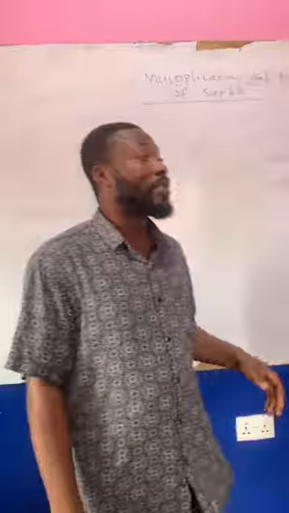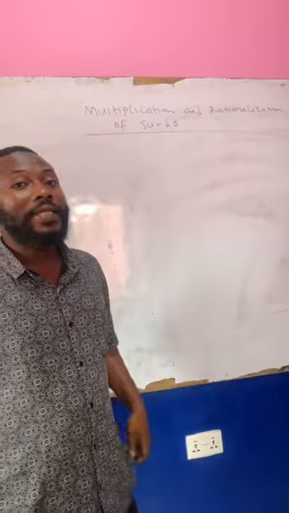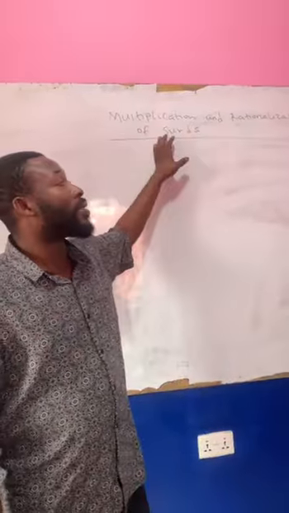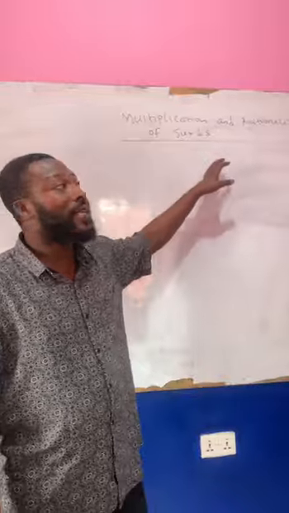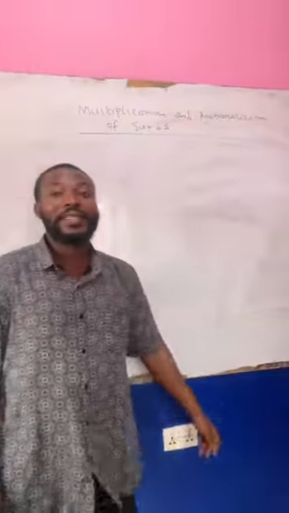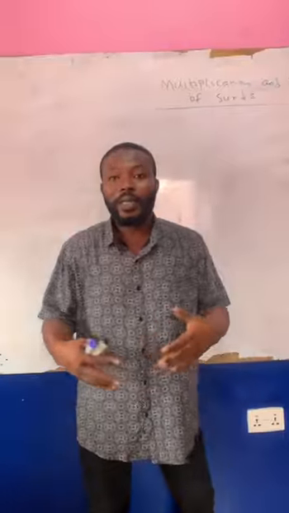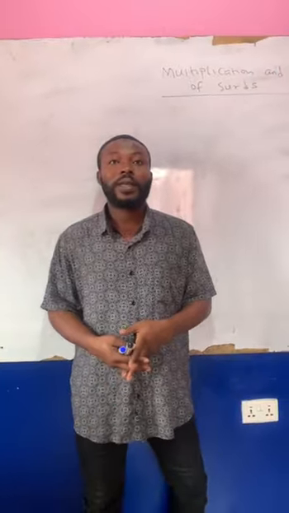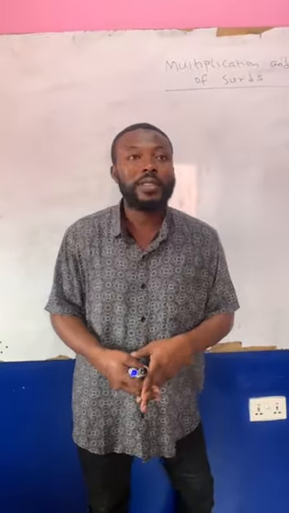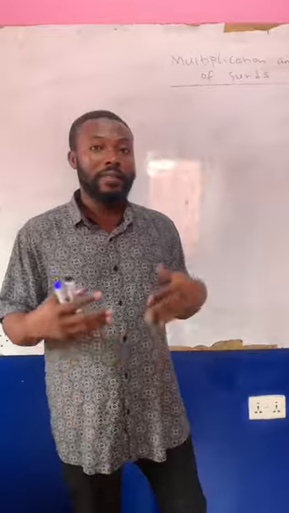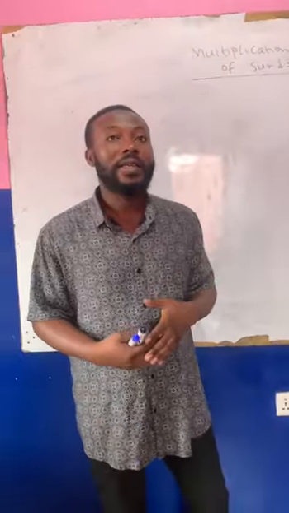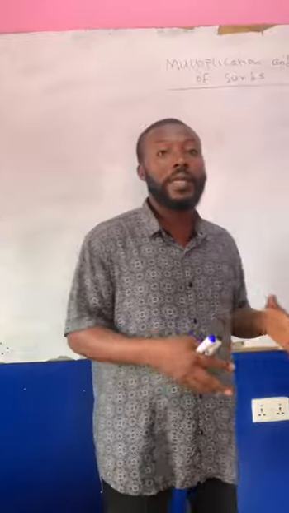Today we are going to continue with our surds class, and we are looking at multiplication of surds and then rationalization. Alright, we said surds are irrational numbers that are expressed in a square root form that cannot be further simplified, and we've done this once in our previous class. And today we are looking at how to multiply surds.